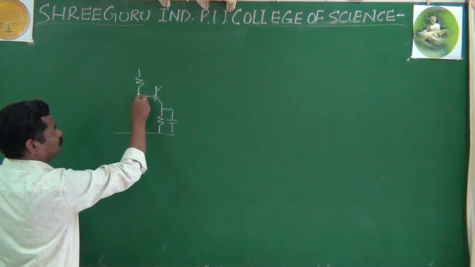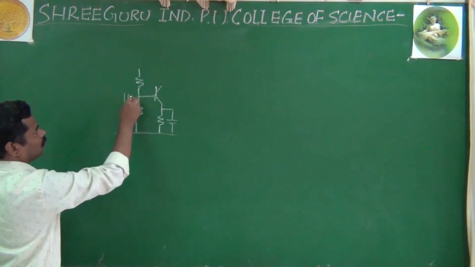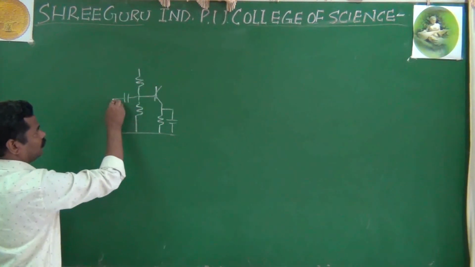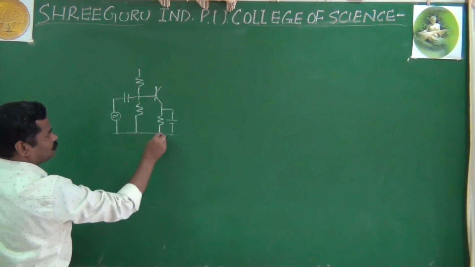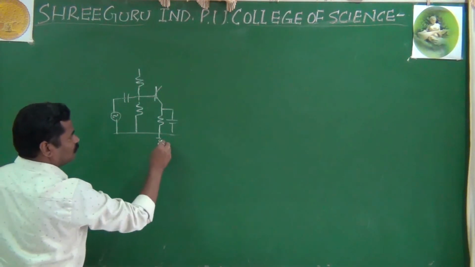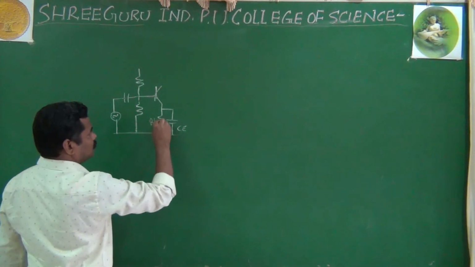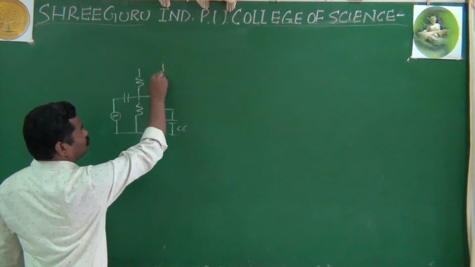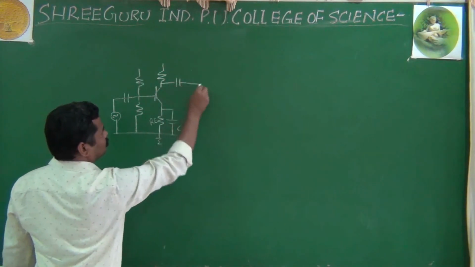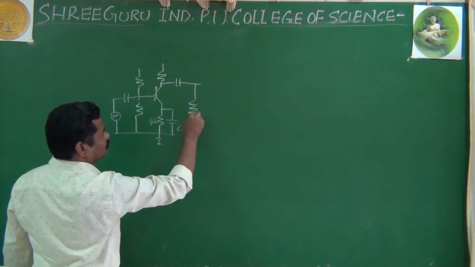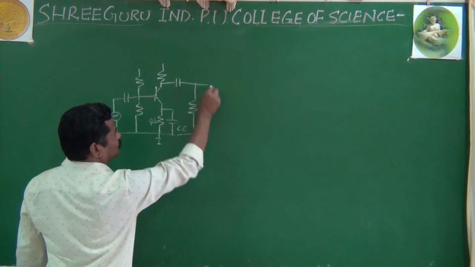Here we are applying the input signal, and this is your transistor, and this is your RE, and here RC. This is the capacitor. Here you connect RL, called the load resistance, and here you can measure the output voltage.